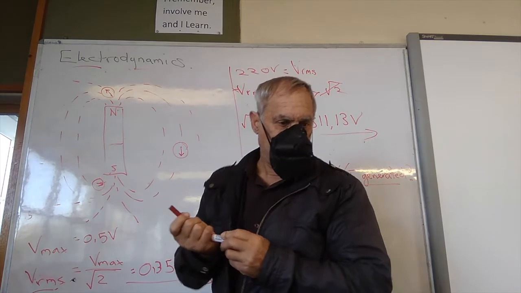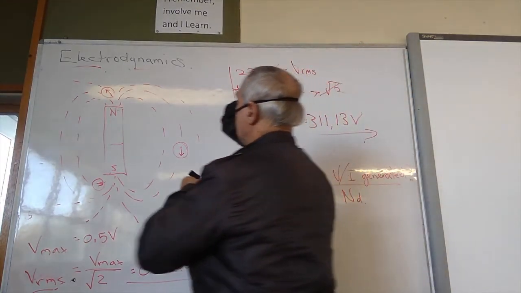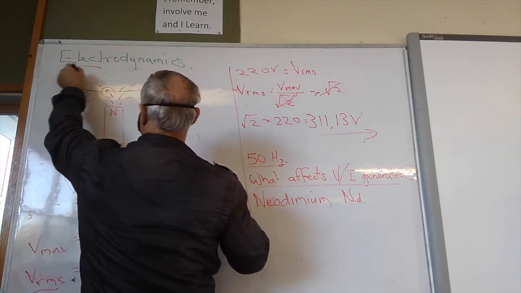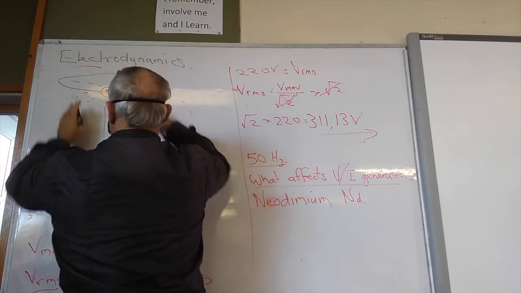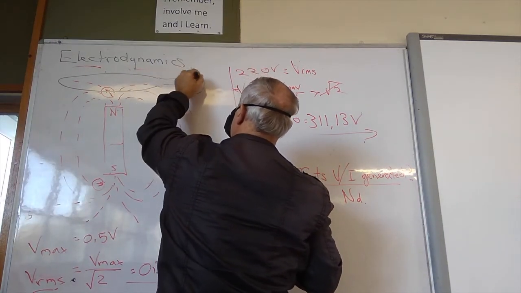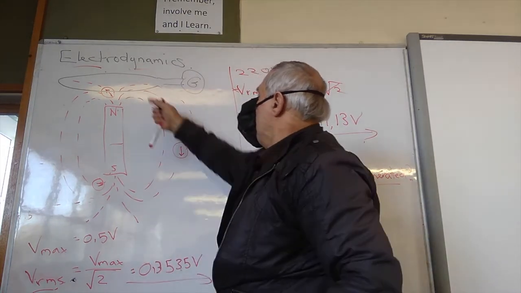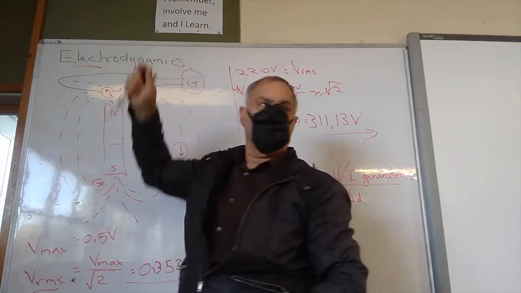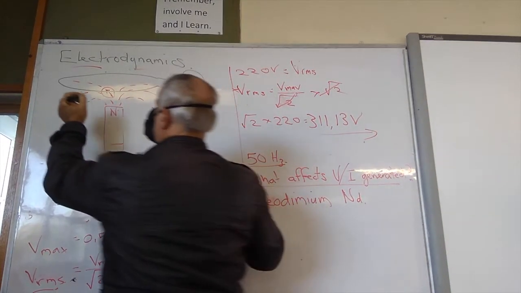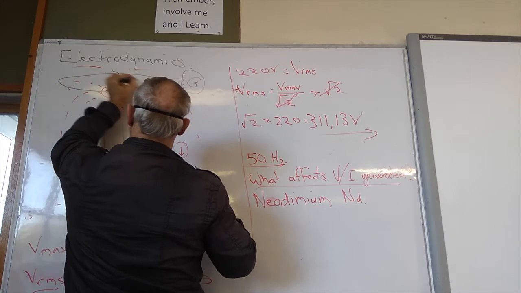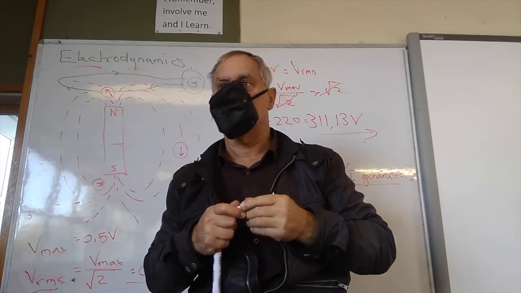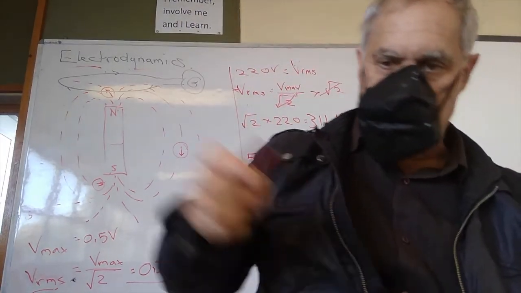Then, when I get a wire, let's say a coil, and these field lines cut it, and it goes to a galvanometer. When these field lines cut it, it generates a current. So then a current will be generated in here. That's how it works.